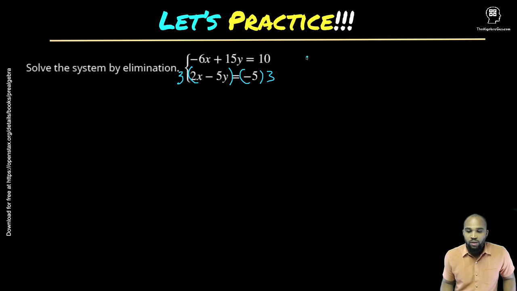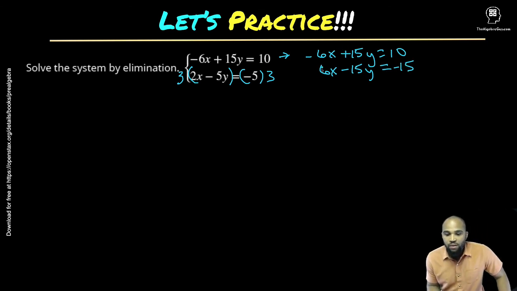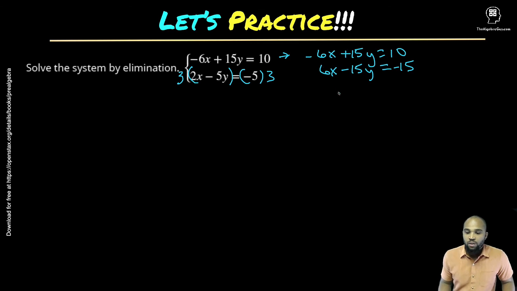This is going to give us negative 6x plus 15y equals 10. So that stays the same, right? But this is going to be a 6x and negative 15y equals negative 15. So notice that everything here is starting to look very similar. Now when I add these together, like I said, this is going to be 0, this is going to be 0. So all this is just going to be 0. And we add these together, we end up with a negative 5.